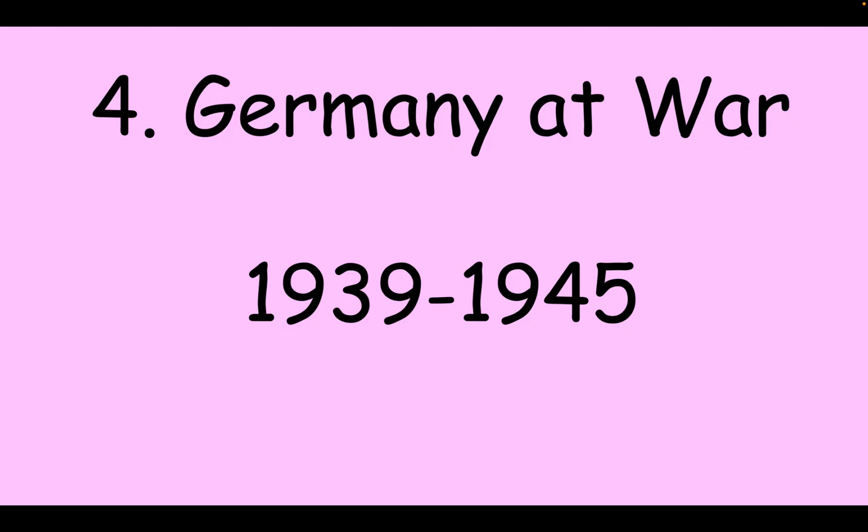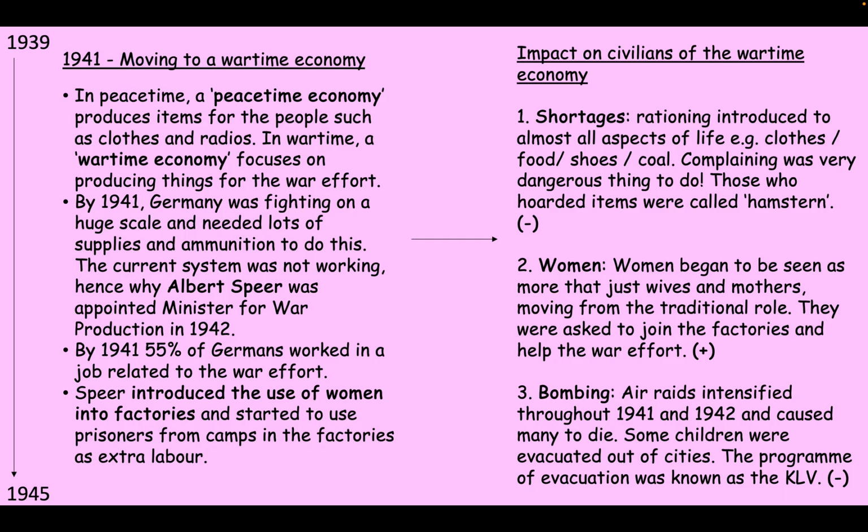The fourth unit is all about Germany at war. So it's all about between 1939 and 1945. So Germany during the war. What is life like in Germany for German people, and how does it get worse as the war goes on? So the war breaks out in 1939.